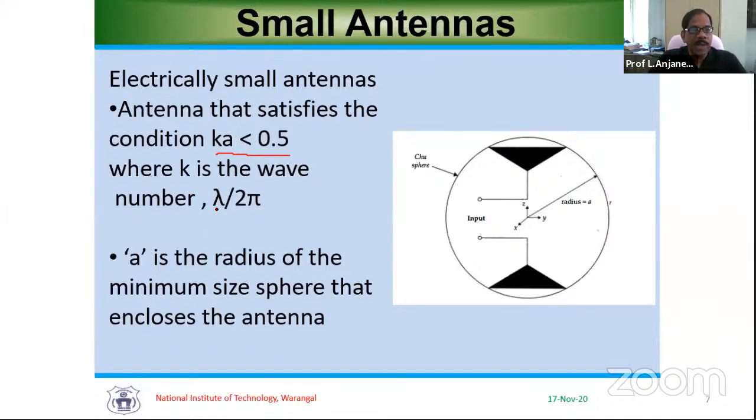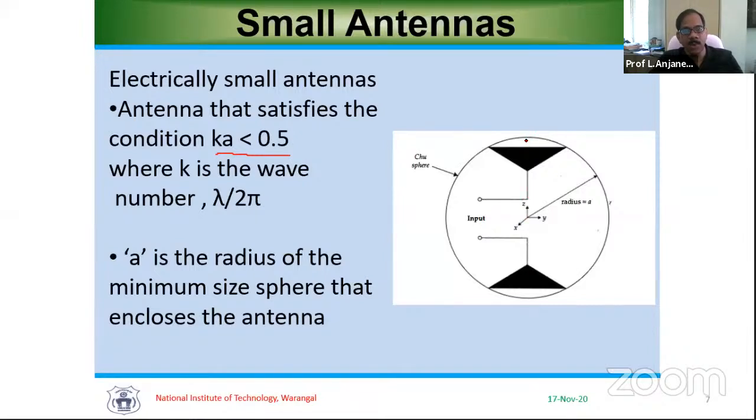For a given lambda that you are talking about, because lambda is decided by your frequency, a is the radius of the minimum sphere that encloses the antenna. So you build an antenna now, and you have to find lambda by 2 pi here. For k, you substitute 2 pi by lambda, and find a in such a way that ka is less than 0.5. Whatever a comes out, that is the minimum sphere. So the antenna should have a minimum size of a.